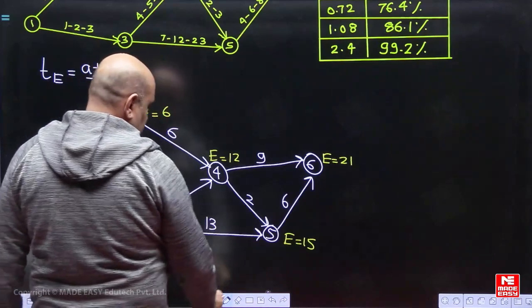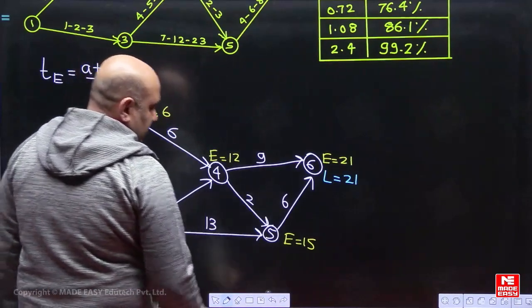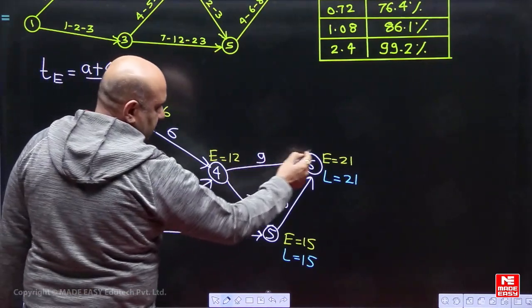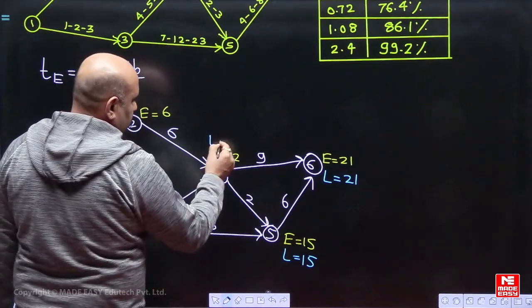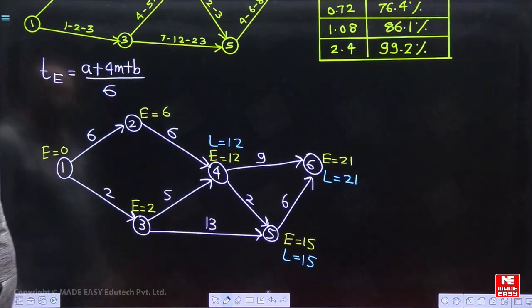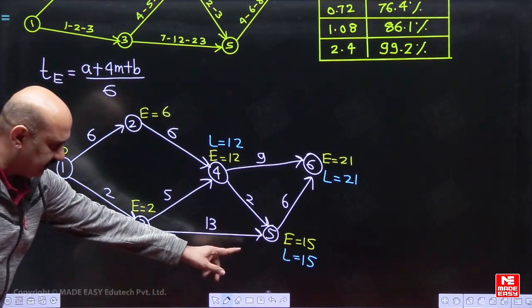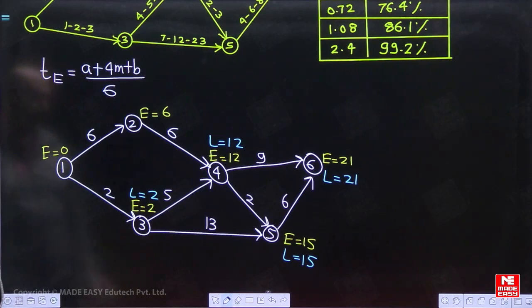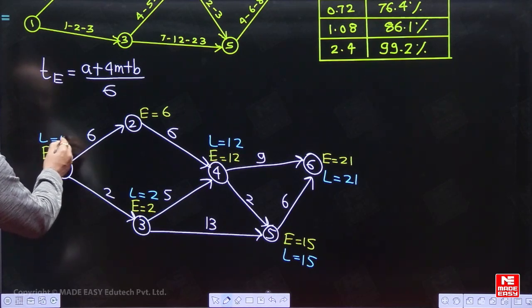Then taking E equals to L for the last event, moving backward, 21 minus 6 is 15. For event 4, two options are there. See, 21 minus 9 is 12 and 15 minus 2 is 13. We have to select the minimum, so minimum is 12. Then for 3, two options are coming: 12 minus 5 is 7, and from here 15 minus 13 is 2, so we select the minimum, which is 2. For event 1, two options: 6 minus 6 is 0, 2 minus 2 is 0. Both sides it is 0.